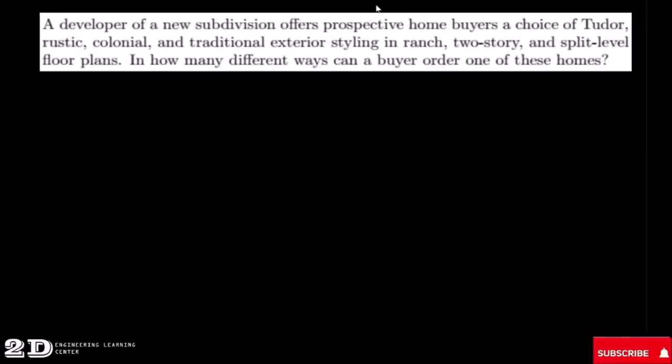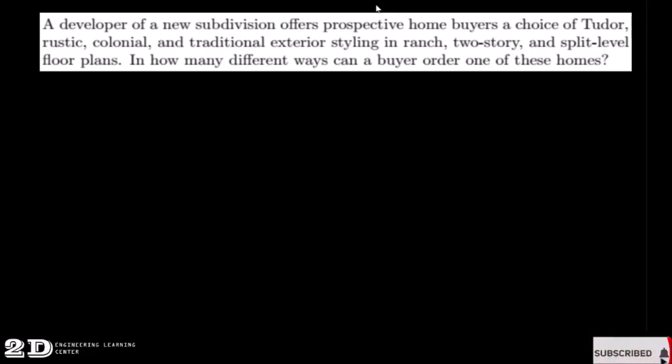A developer of a new subdivision offers prospective home buyers a choice of Tudor, rustic, colonial, and traditional exterior styling in ranch, two-story, and split-level floor plans. In how many different ways can a buyer order one of these homes?